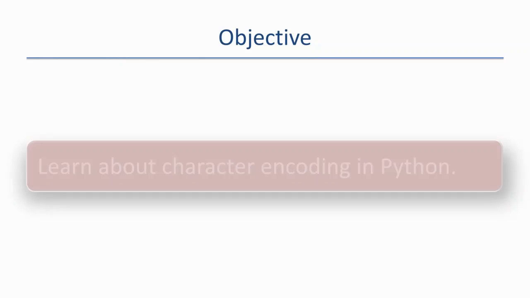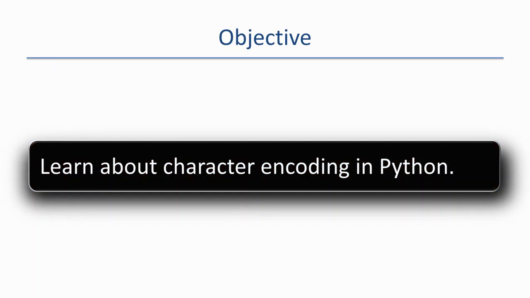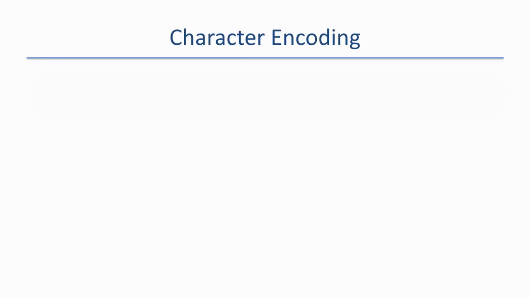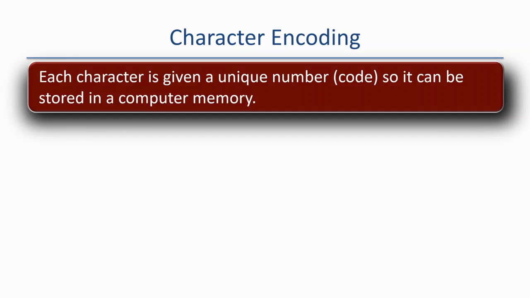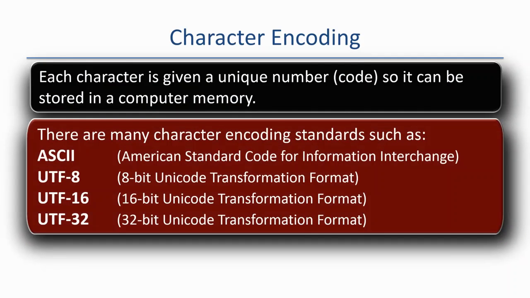The objective of this lesson is to learn about character encoding in Python. Each character is given a unique number or a code so it can be stored in a computer. This is called character encoding. There are many character encoding standards such as ASCII, UTF-8, UTF-16, and UTF-32.